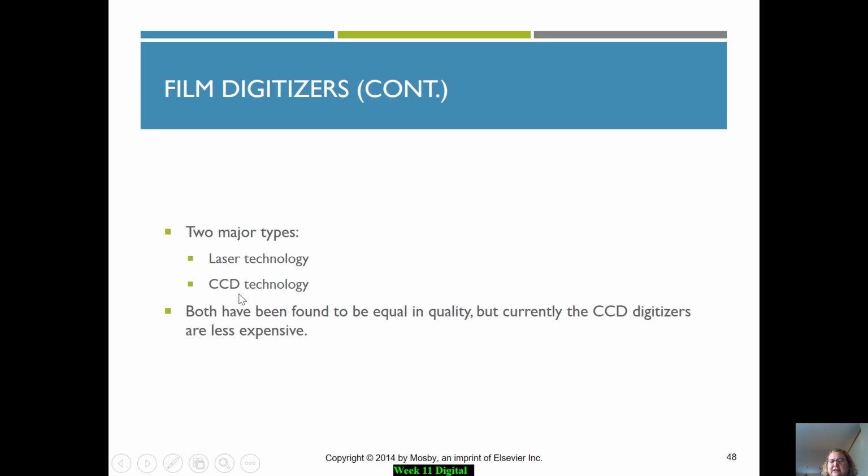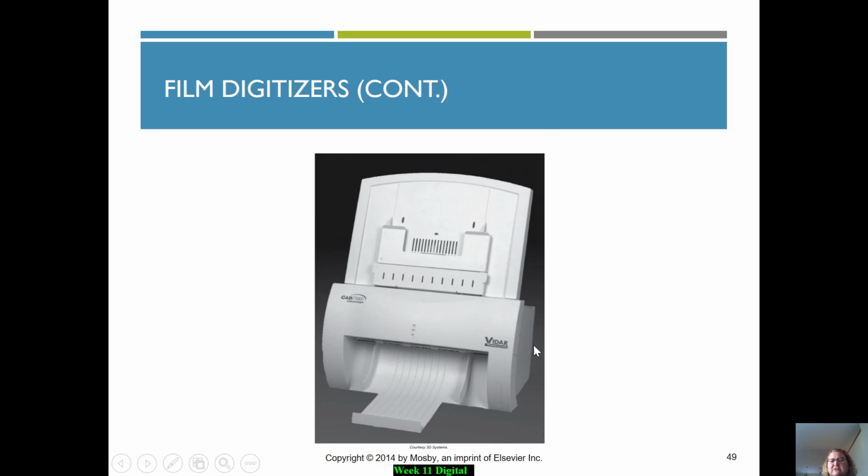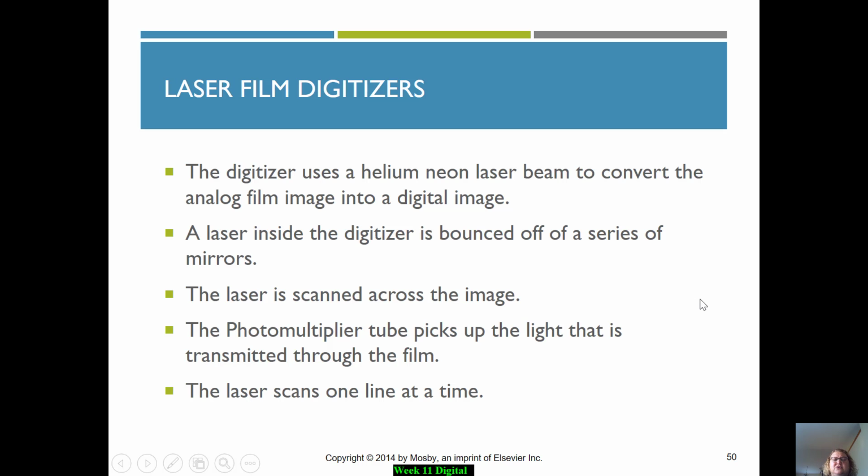This can work off laser technology or CCD technology, and they can be pretty inexpensive. You feed the film in, and it scans it just like your printer scans a piece of paper and stores it in the computer system. Those digitizers use helium-neon laser beams, and they convert analog film into digital images. We used to have film room techs, and this became part of their job, scanning all of the old film into digital images. You're not seeing film rooms anymore because all of that has been scanned now.